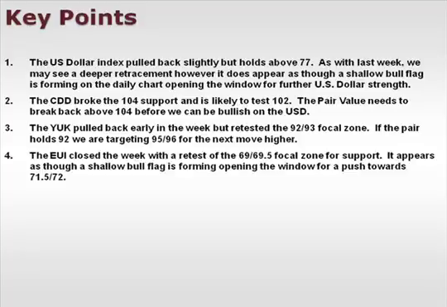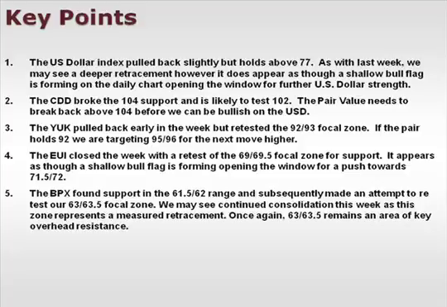The EUI closed the week with a retest of the 69, 69.5 focal zone for support. It appears as though a shallow bull flag is forming, opening the window for a push towards 71.5, 72. The BPX found support in the 61.5 to 62 range and subsequently made an attempt to retest our 63, 63.5 focal zone. Now, we may see continued consolidation this week, as this zone represents a measured retracement. Once again, 63, 63.5 remains an area of key overhead resistance.